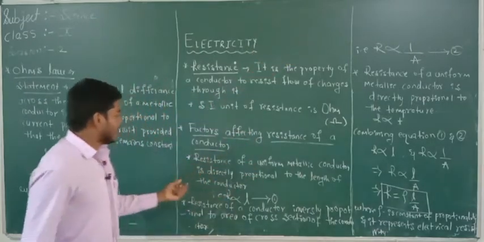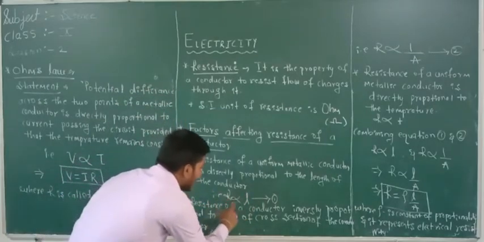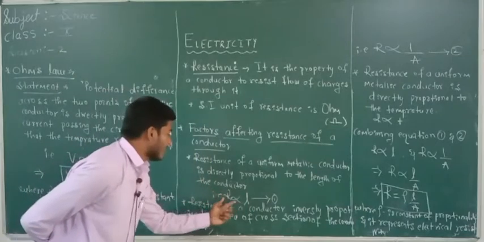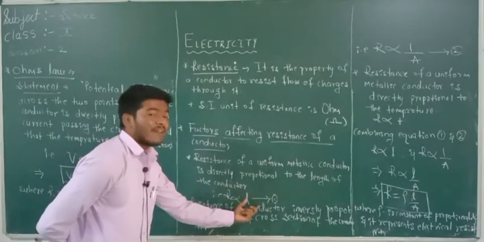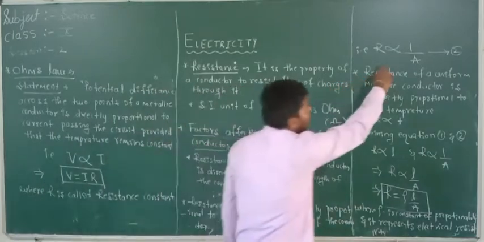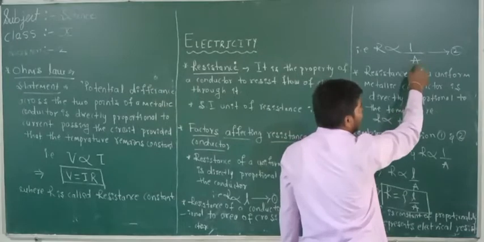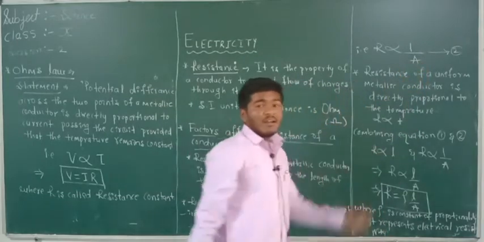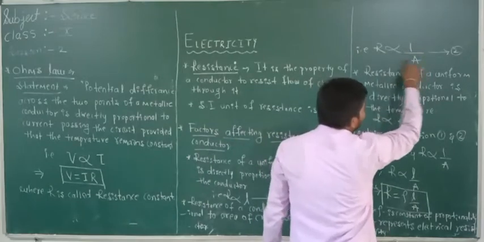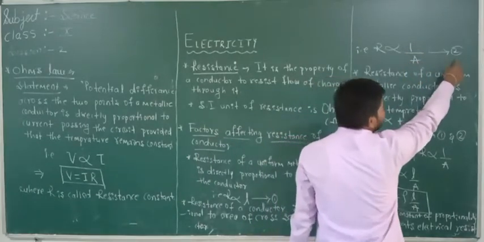Now we take the first equation: R is directly proportional to L, that is, the resistance of a conductor is directly proportional to the length of the conductor, as equation 1. Then R is inversely proportional to A, where A represents the area of cross section of the conductor. That will be equation number 2.